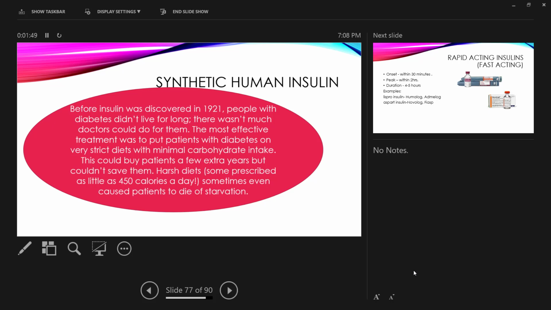Insulin is a hormone and is normally produced by the body. Insulin used to treat diabetes is called synthetic human insulin, which means that it was developed and produced in a lab.